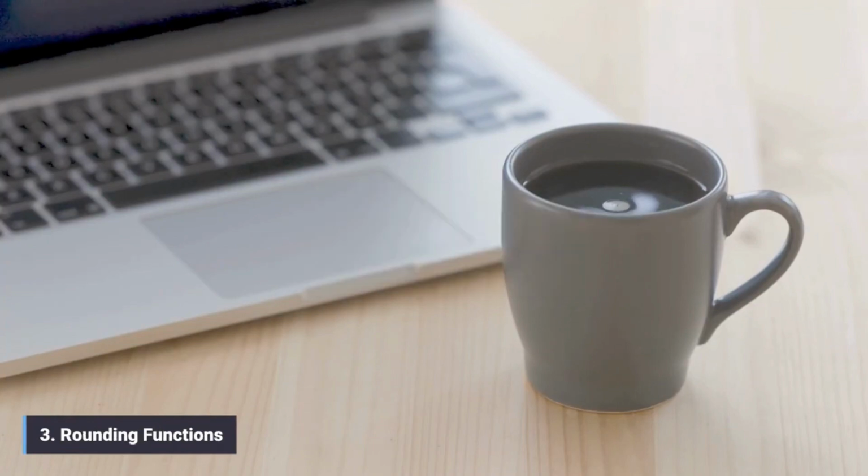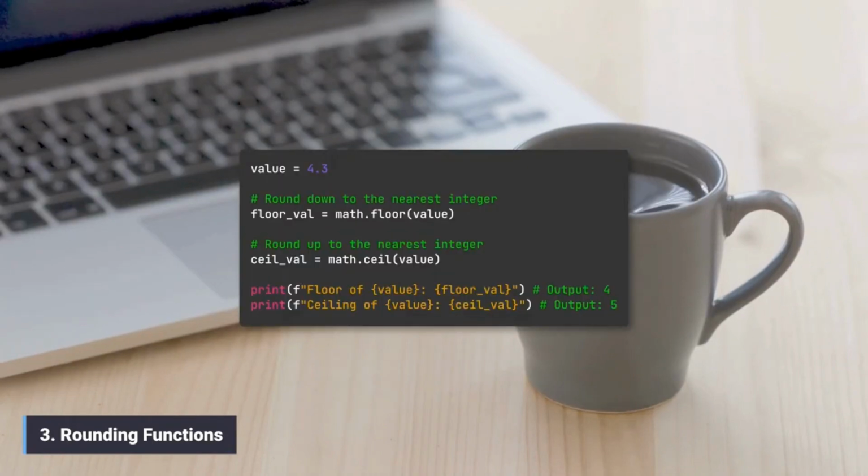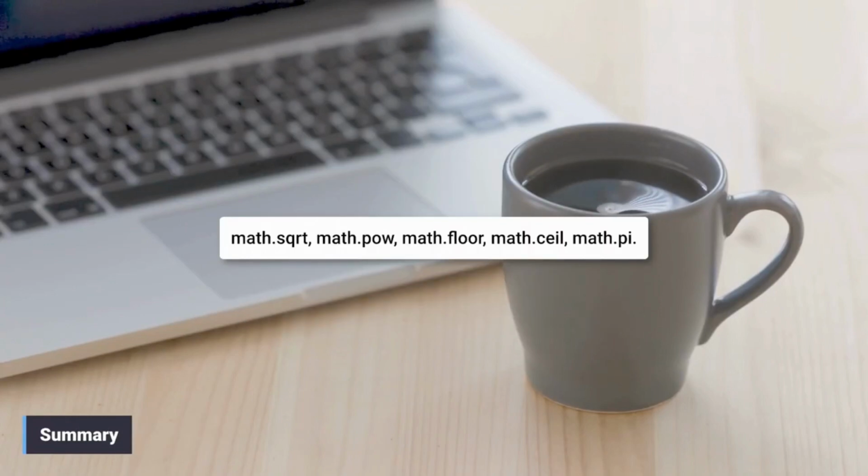3. Rounding functions. The math module provides explicit ways to round numbers up or down. math.floor returns the largest integer less than or equal to x. math.ceil returns the smallest integer greater than or equal to x. To summarize, always remember to import the math module before using its functions. These tools provide precise and reliable methods for handling complex mathematical requirements.